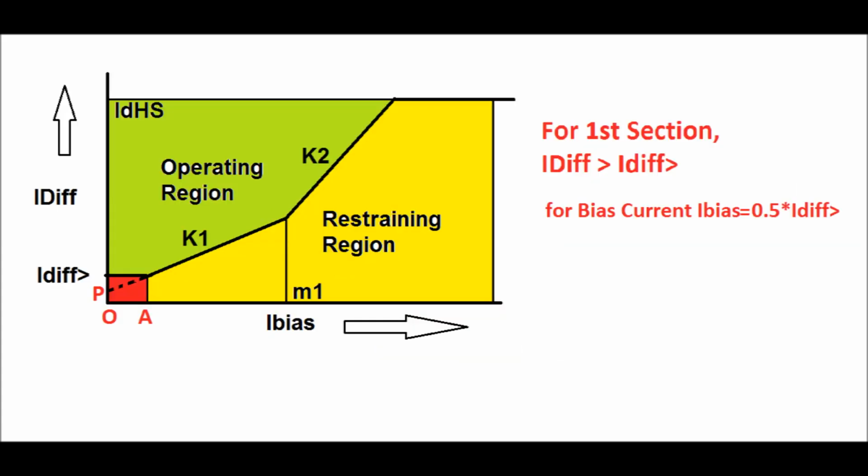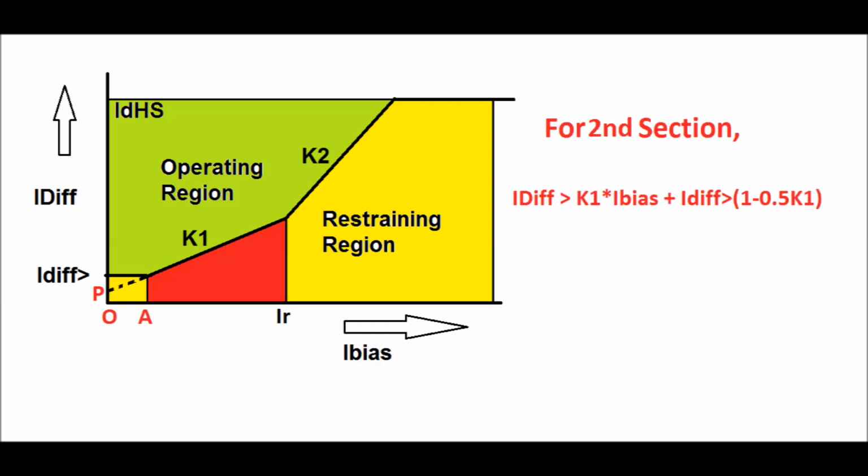For the first section or first region, the blocking region is shown. If the differential current is greater than I differential greater than, that is the initial setting for differential current, then the relay will send a trip signal to the circuit breaker. The boundary up to which this condition applies is I bias equal to 0.5 into I differential greater than. If the initial setting is 0.2, then I bias is equal to 0.5 into 0.2, which is 0.1.